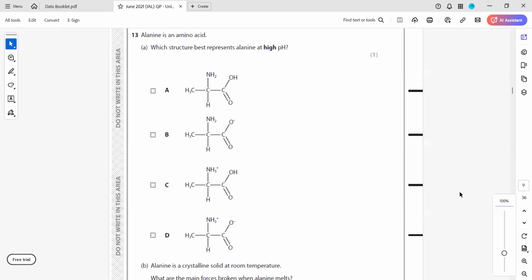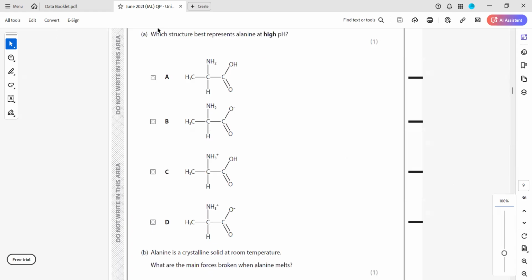Alanine is an amino acid. Which structure best represents alanine at a high pH? High pH means we'll have an alkaline medium. In an alkaline medium, because amino acids have an acid group and an amine group, if we have more alkali, this proton will be lost and the other one is not able to take its proton. So what is the right structure which it can exist as?